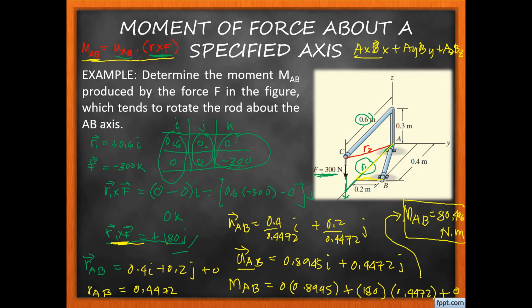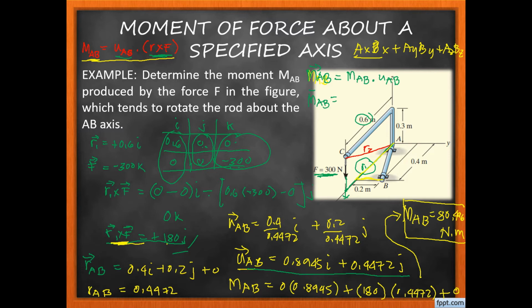So kung dadalhin natin ito in Cartesian vector form, madali na lang kasi yung ating formula kanina para sa moment. Moment AB in Cartesian vector form is simply the scalar ng ating moment AB, multiplied by the unit vector along AB. So i-multiply lang natin yung 80.496 dun sa ating unit vector AB. So makukuha na natin yung ating moment in Cartesian vector form along AB.